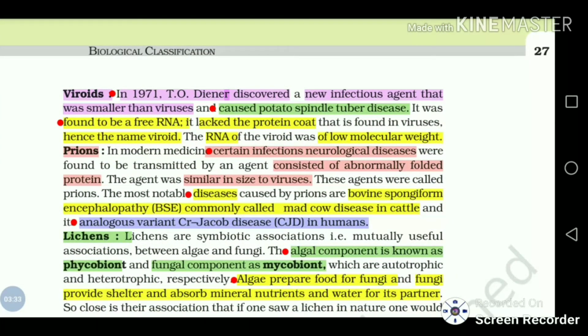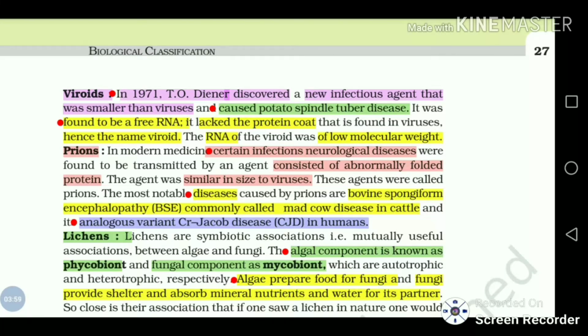The second one is viroids. In 1971, T.O. Diener discovered a new infectious agent that was smaller than a virus and could cause potato spindle tuber disease. These were found to be free RNA and lacked a protein coat. Hence, they were called viroids, and the RNA of viroids was of low molecular weight.